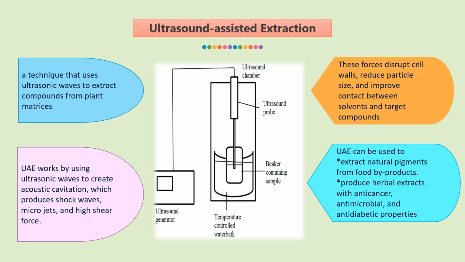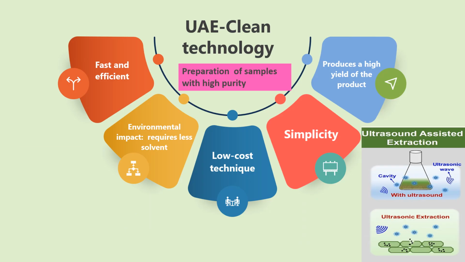Normally, UAE can be used to extract natural pigments from food byproducts. It can also be used in the production of herbal extracts with anti-cancer, antimicrobial, and anti-diabetic properties. UAE has been referred to as a clean technology. This involves preparation of samples with high purity.